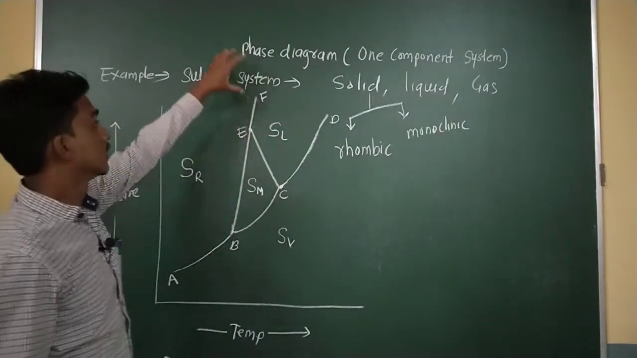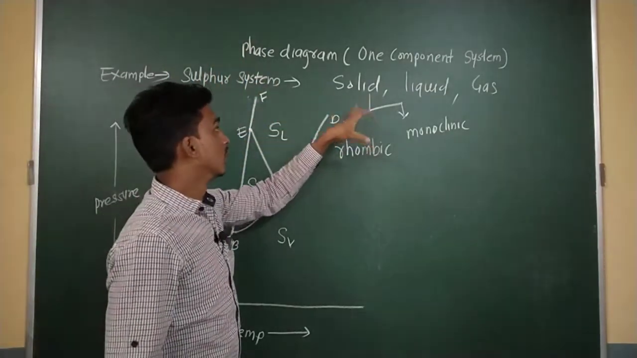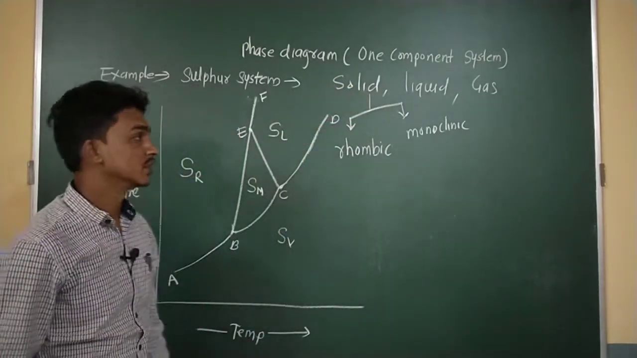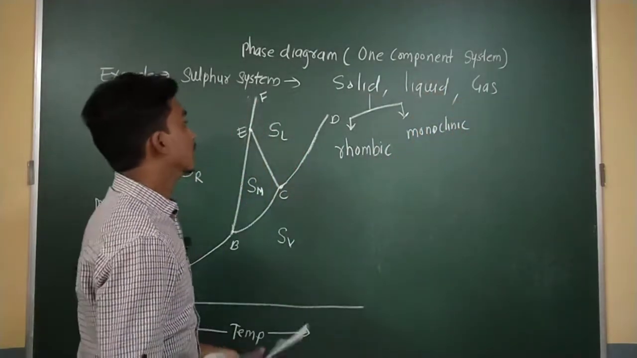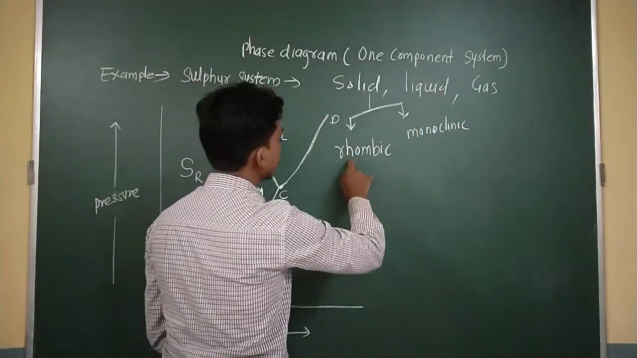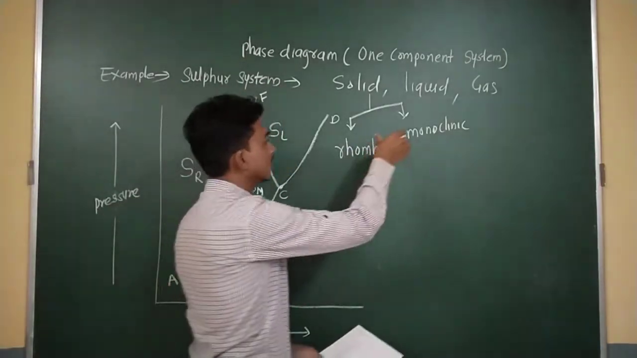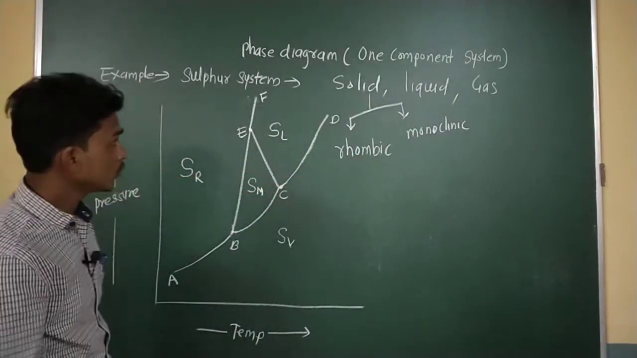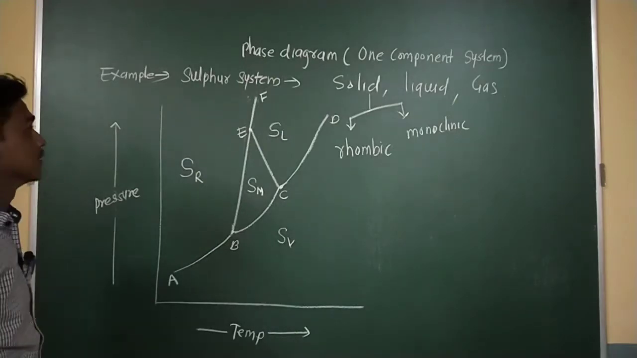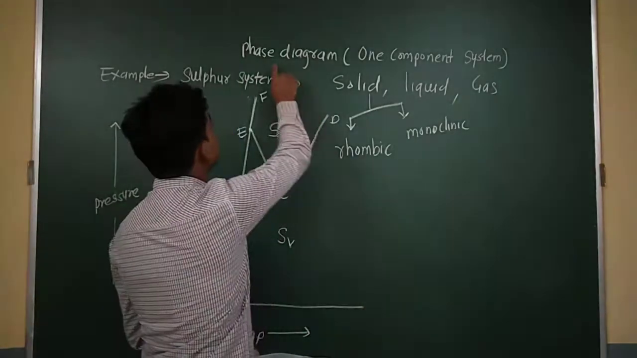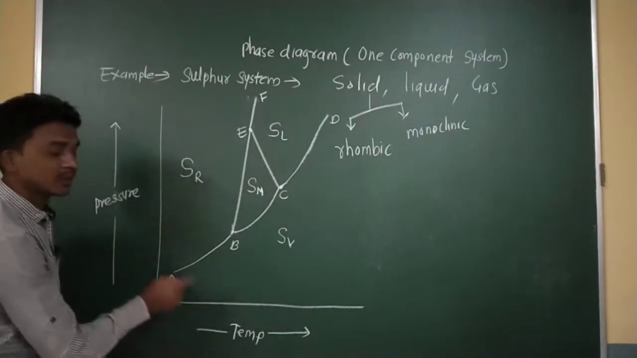So we have to understand the phase diagram of the sulfur system. How many components are here? Only one component is here. Sulfur is the only component, and three different phases are there. But in the solid form, sulfur exists in two different crystal forms, that means sulfur in a rhombic form and sulfur in a monoclinic form. So dear students, as we know, the phase diagram is also known as a curve or graph of pressure versus temperature.